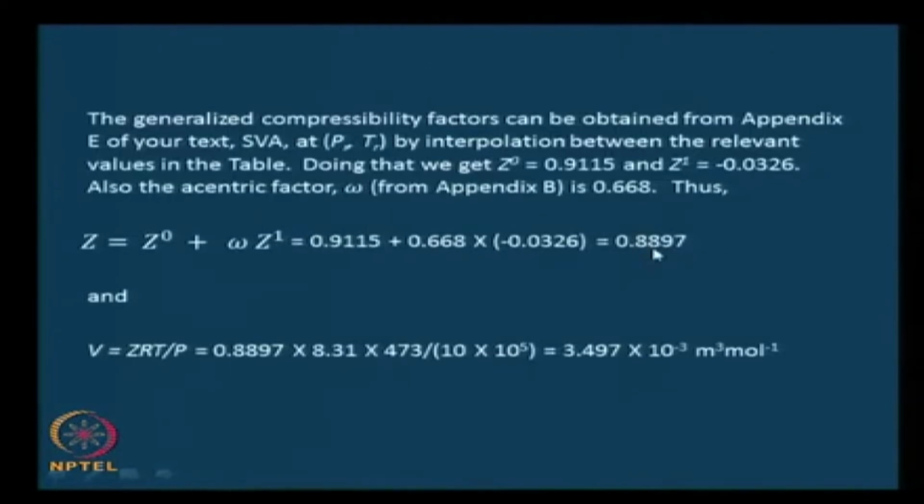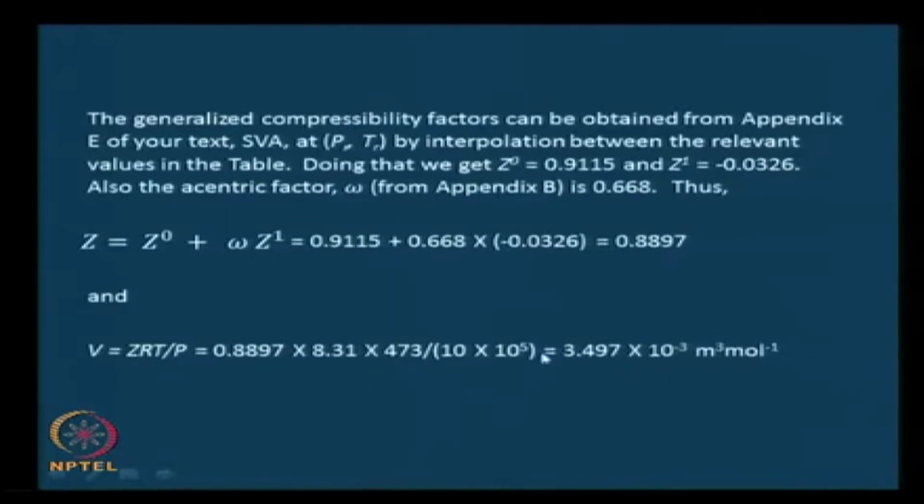Z we have found as 0.8897, R of course is 8.31, T is 473, that is 200 degrees C is 473 Kelvin, and 10 bar is 10 power 6 Newton per meter squared, 10 into 10 power 5. If you do the calculations, it will turn out to be 3.497 into 10 power minus 3 meter cubed per mole. So, that is the molar volume.